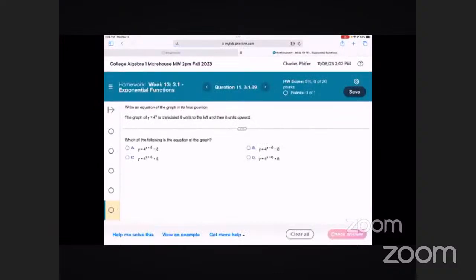It says the graph of this is translated 6 units left and 8 units up, right? So we have an exponential function. If we're going to go left, that means our manipulation needs to be on the inside of our base function. So that means we need to do plus 6 on the inside. So it has to be either A or C, and then 8 units up, so it has to be C.